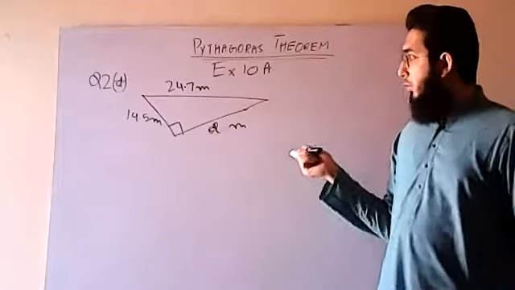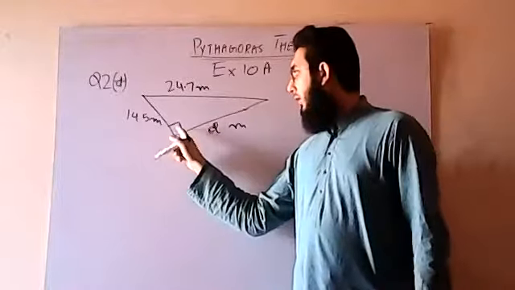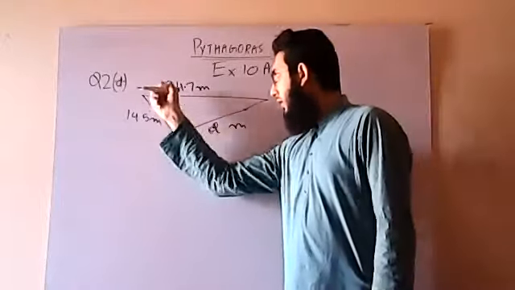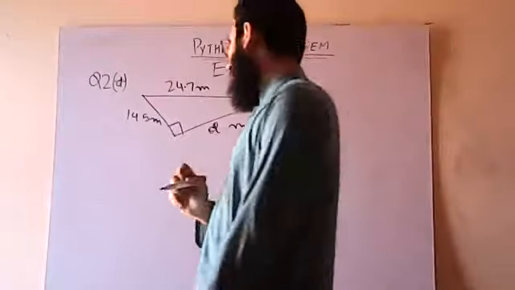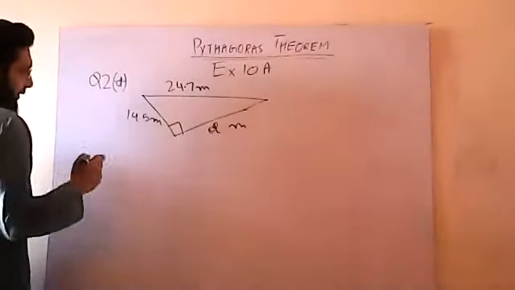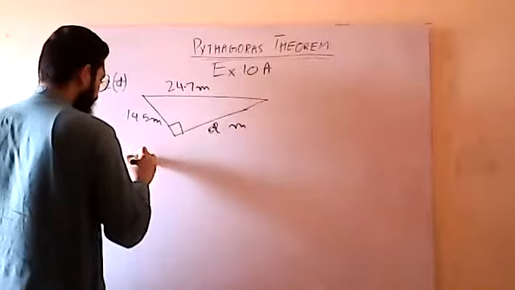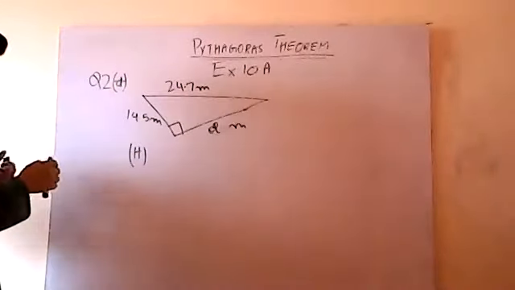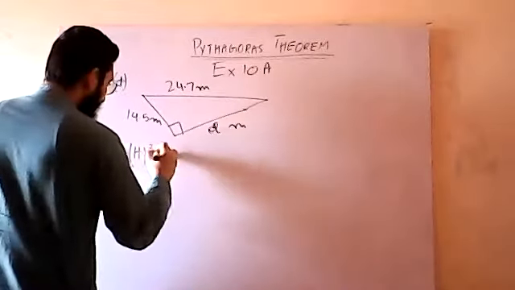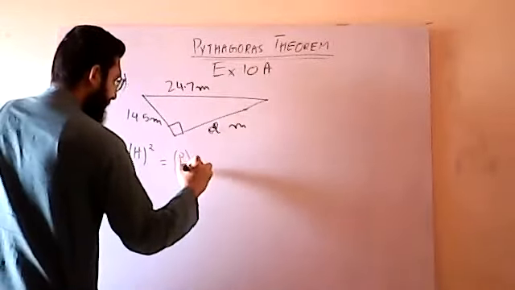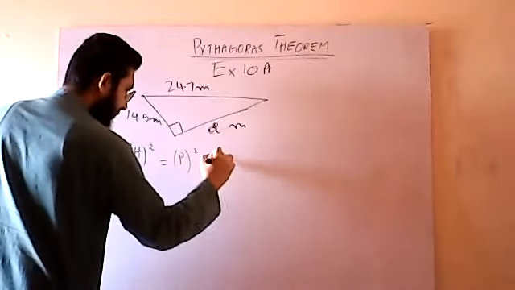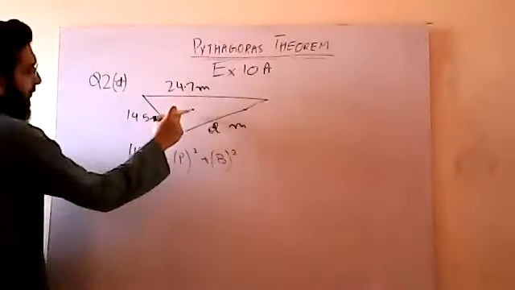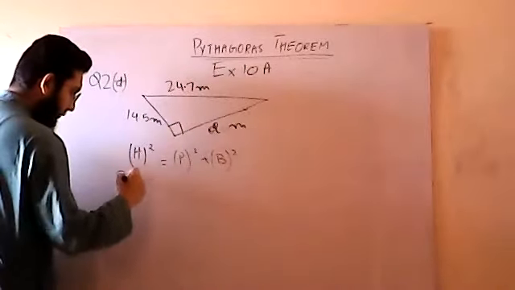The hypotenuse is the side that is opposite to the 90-degree angle. So is this side opposite to the 90-degree angle? Yes, it is. So if I say that this is the hypotenuse, let me write the equation first. h square is equivalent to p square plus b square, and the hypotenuse is 24.7, squared.